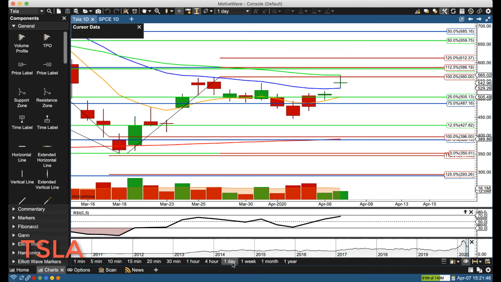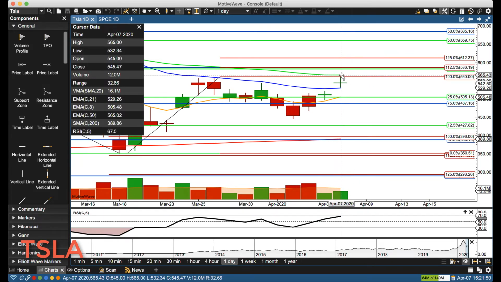Targets, let's go back to daily now. Targets above here, if we get above today's high, which would also be above the 50-day EMA, we're then watching 586 and then 612. So those are the two key levels higher.